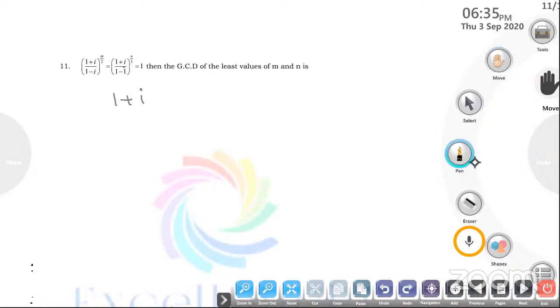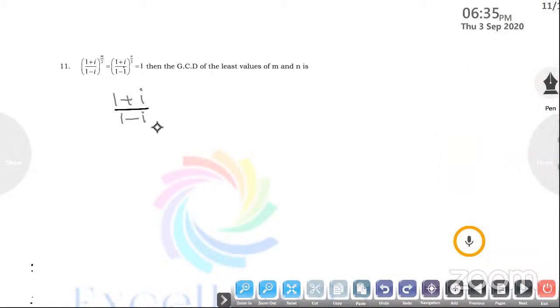Yes, all of us know that (1 plus i) by (1 minus i) is i. One of the very important things for your entrance, like yesterday I gave one, today another one: (1 plus i) by (1 minus i) is i, and the reciprocal is minus i. Make a note. And you know, i to the power of multiples of 4 is always 1. If it is a positive integer, the minimum value is 4. So m by 2 should be 4, so m must be 8. Same logic, n by 3 must be 4, so n is equal to 12.